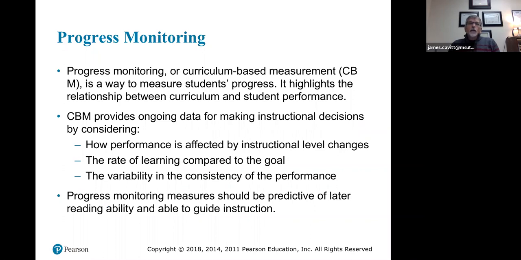Progress monitoring is important, not only in general education, but also in special education. We need to know where they're at, how they're doing. Also, remember, we do progress monitoring during behavior work.